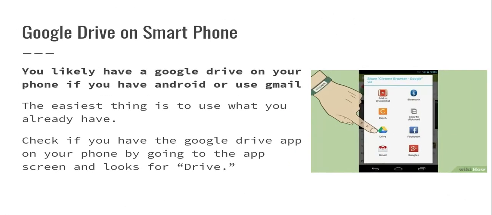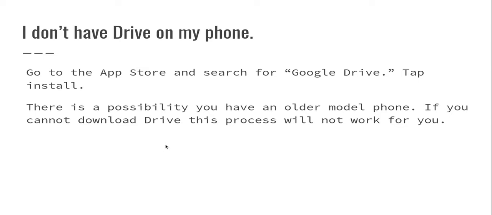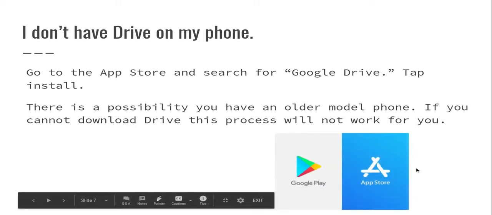You likely have Google Drive on your phone if you have Android or use Gmail. The easiest thing is to use what you already have. You can check if you have it by going to the app screen and looking for Drive. It's this little triangle that's on the picture there. If you don't have it, you can go to the App Store and search for Google Drive and try to install it. So go to either Google Play or the App Store. But if you have Google Play, you probably have Google Drive already on your phone.